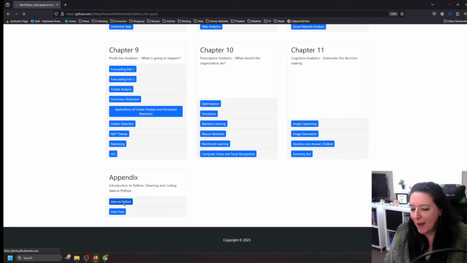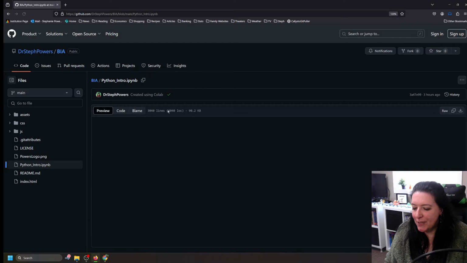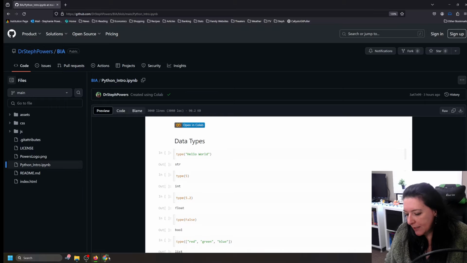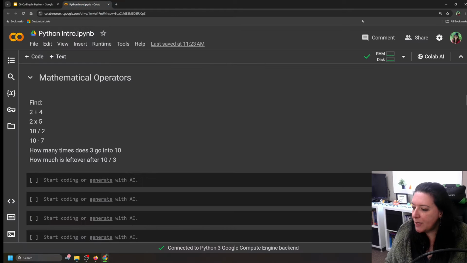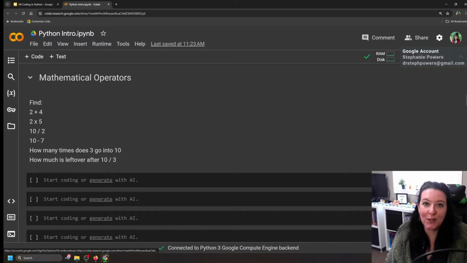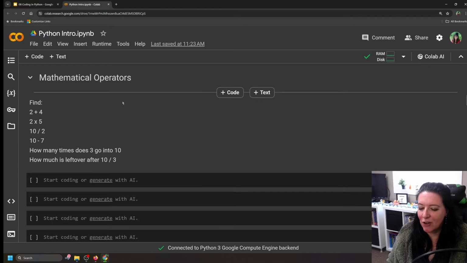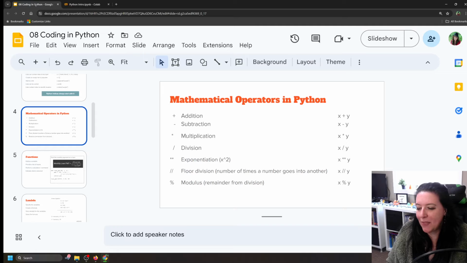So go to Intro to Python, and once it opens in GitHub, you want to open in Colab. Make sure when you open in Colab that you log in to your Google Drive so that you can run the code. It'll also ask you to save a copy so that you can amend the code, so make sure you're doing that. We're right here in the second section called mathematical operators. We want to be able to do some math in Python.